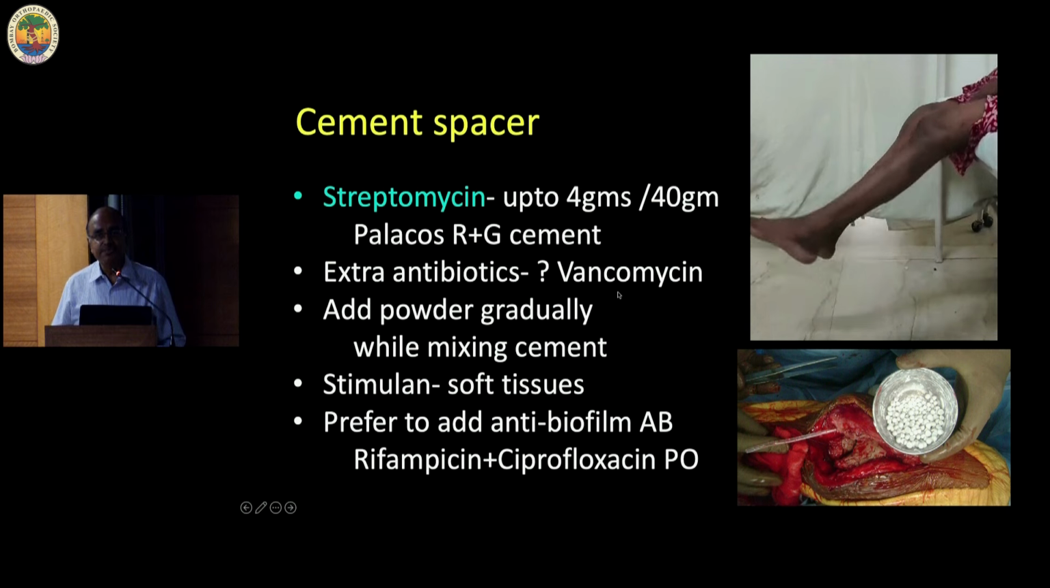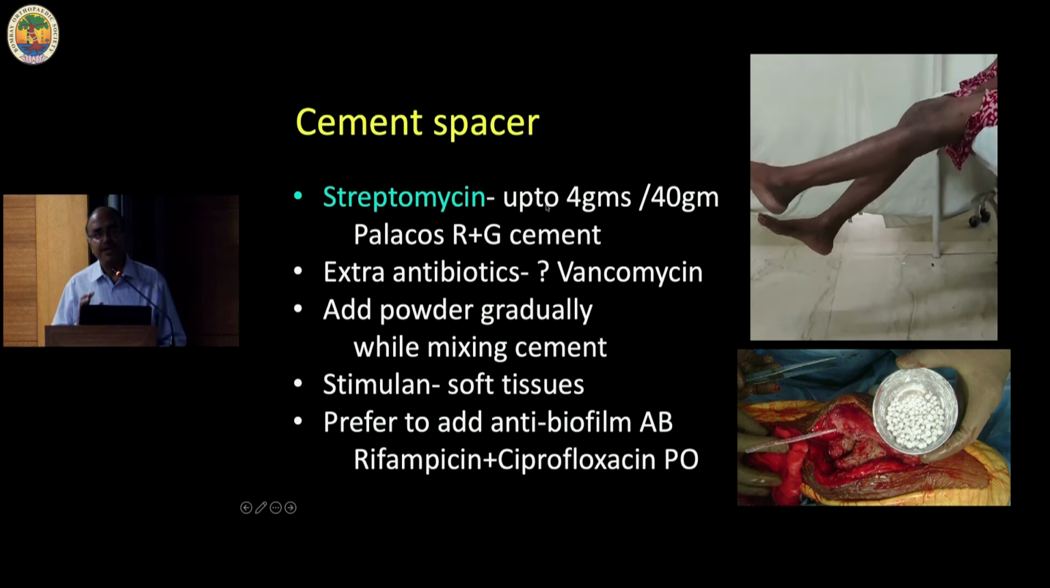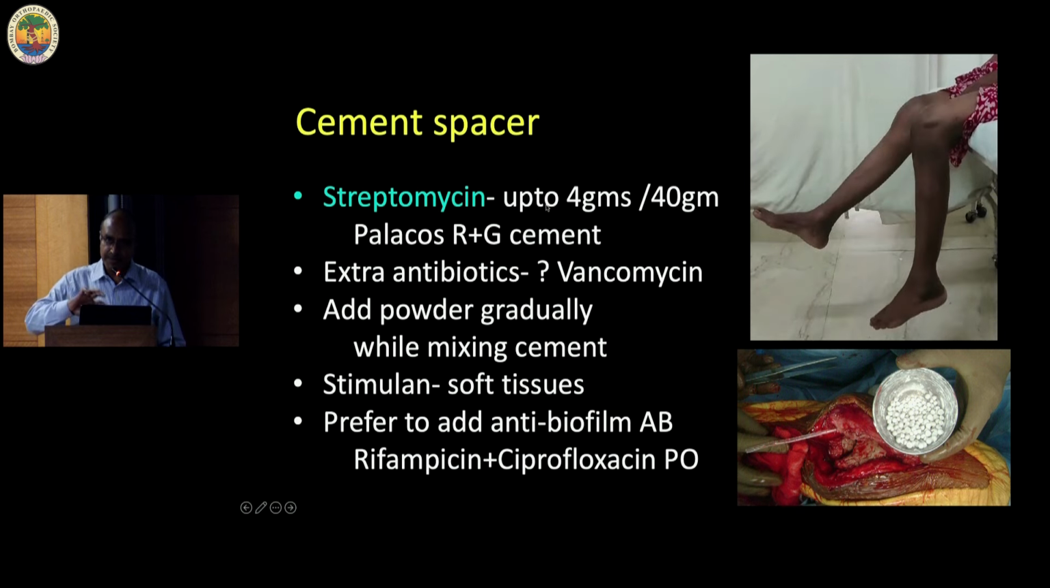Whenever you are using a cement spacer, you can use more streptomycin, from 4 to 8 grams of streptomycin in a 40 gram packet of the cement. Well, that is 20% volume by volume, because in that the elution of the antibiotics in the cement becomes greater to the surrounding tissues. You can add extra antibiotic like vancomycin, because if there is a sinus, there is a possibility of secondary infection through the sinus tract, and hence vancomycin as well.